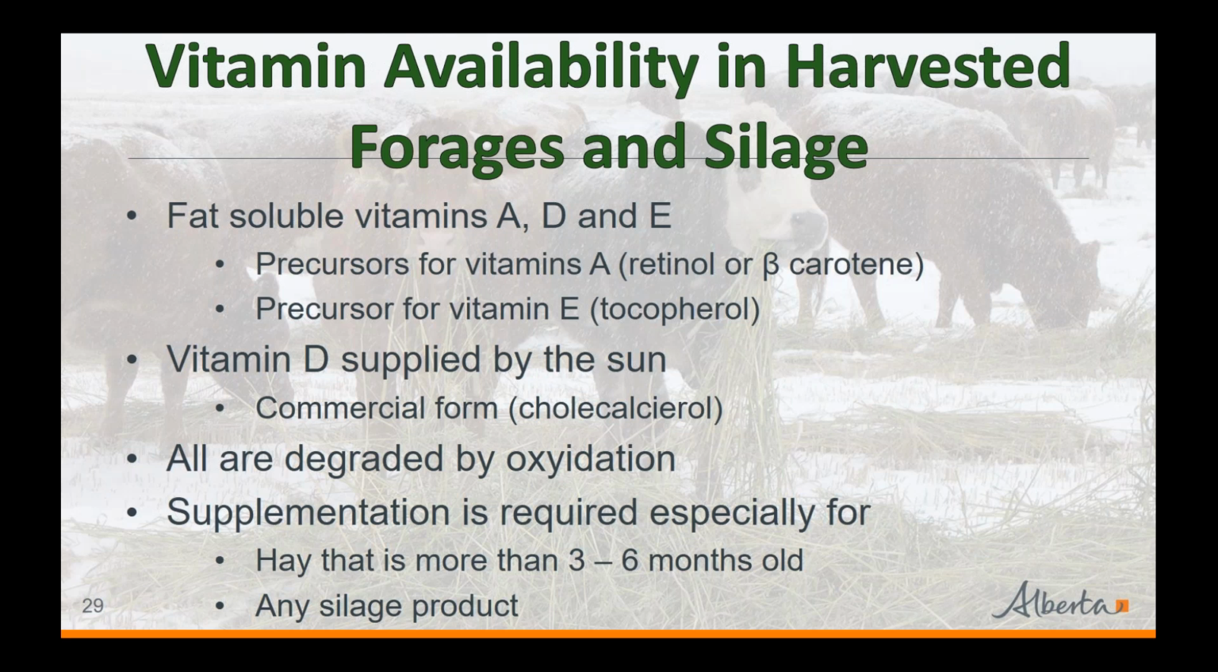So if you cut your hay in July, by Christmas time, you need to be putting all the vitamin requirements in there. Anything that has been put into a silage product, either chop silage, pit silage, bag silage, or heap silage, that fermentation process destroys the vitamin precursors, and you have to start supplementing 100% of the vitamin requirements at the time that you start feeding these silage products.